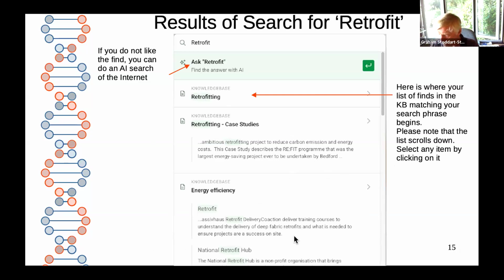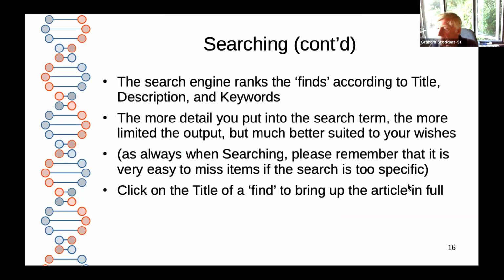But to get an idea of which documents you may want to read, there is a short summary underneath the title. Please note this is a scrollable list. You can go all the way down because it may find 20 or more articles under your topic. So the search engine ranks its finds according to what we've put in the title, the description, and the keywords.